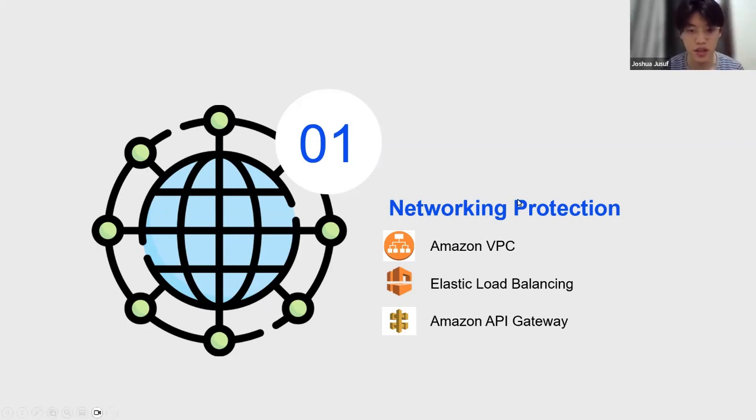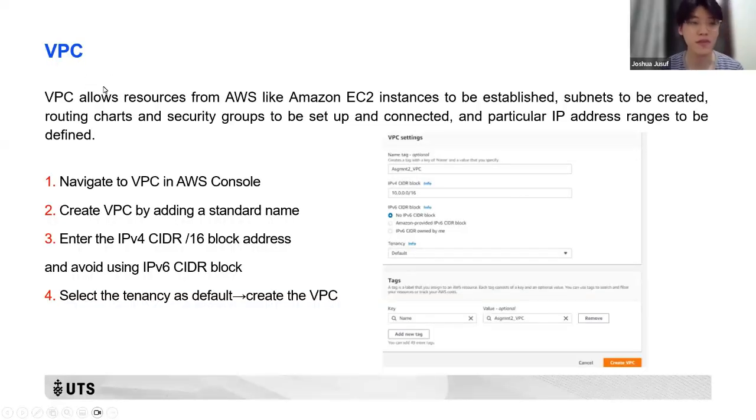So first, we're going to talk about VPC. A VPC allows resources from AWS, like Amazon EC2 instances, to be established, subnets to be created, route tables and security groups to be set up and connected, and particular IP address ranges to be defined.